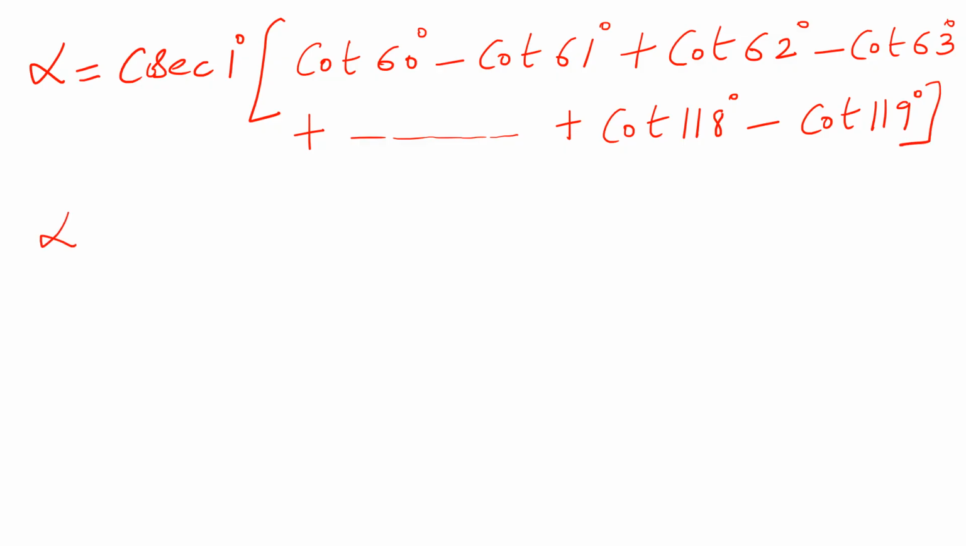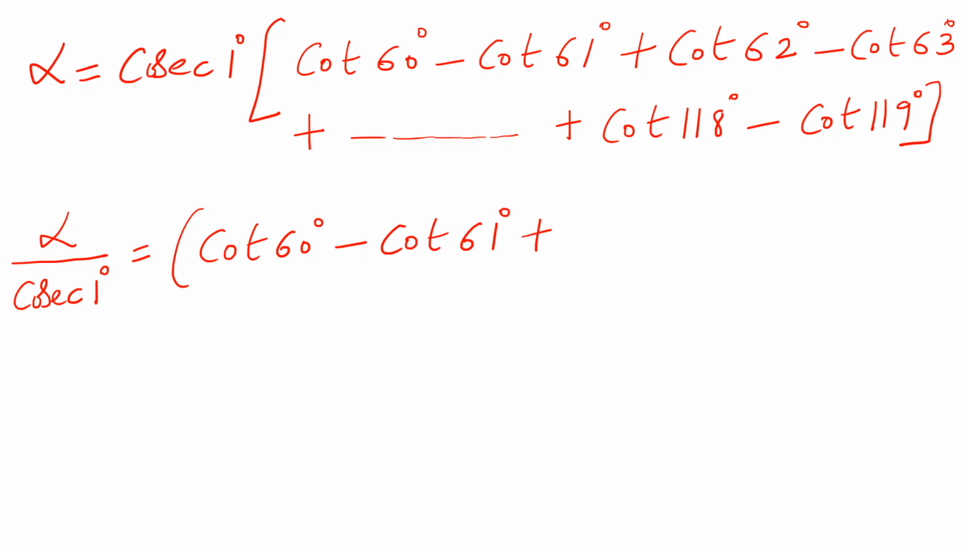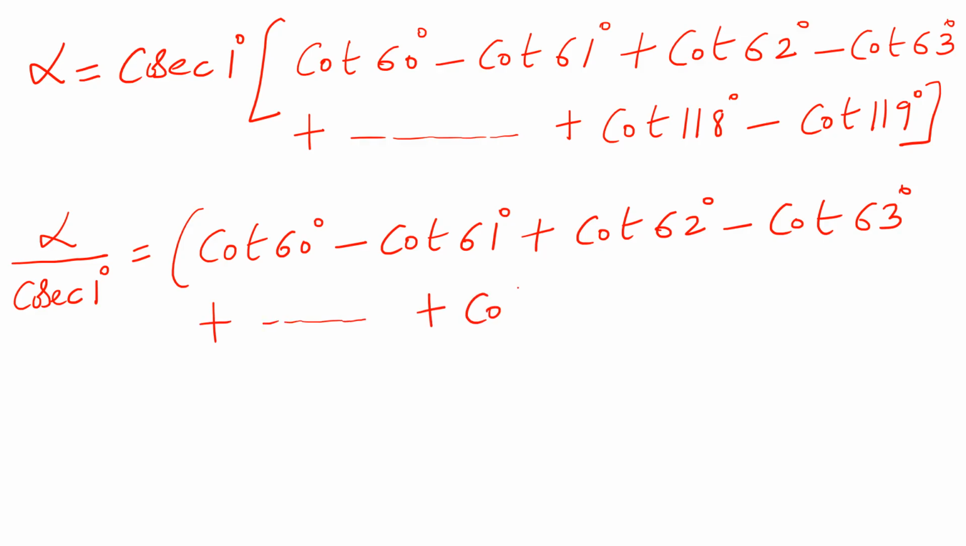Now students, I can write alpha upon cosecant 1 degree equal to. Now on the right hand side, I am dividing these terms into two groups. The first group contains cot 60 degree minus cot 61 degree plus cot 62 degree minus cot 63 degree and so on till plus cot 90 degree.